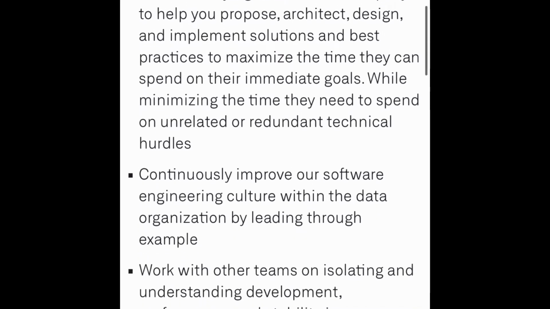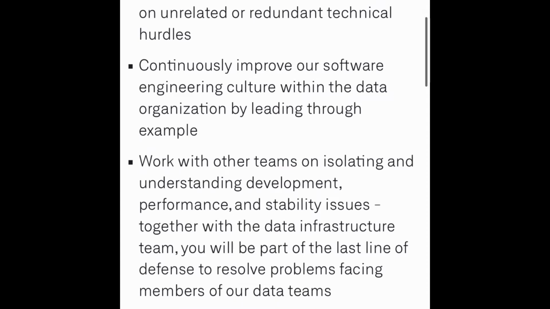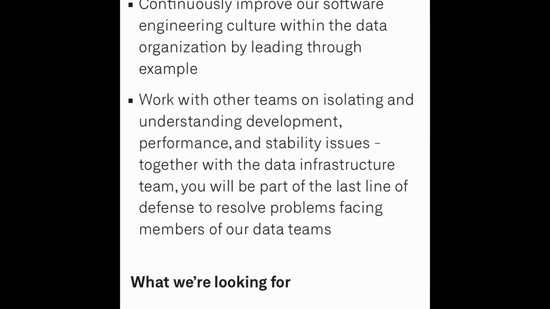Continue to improve our software engineering culture within a data organization by leading through example and working with other teams on isolating and understanding development, performance, and stability issues. Together with the data infrastructure team, you will be part of the last line of defense to resolve problems facing members of our data teams.